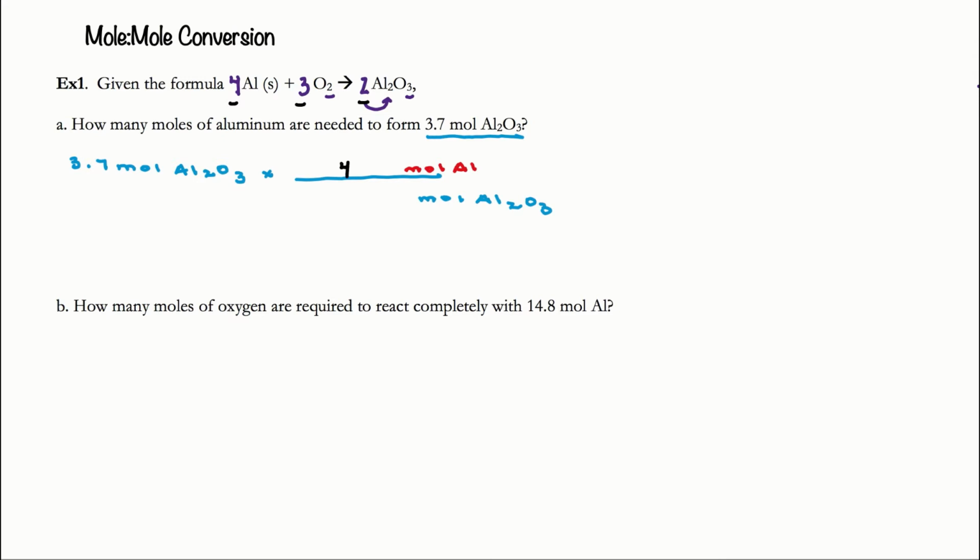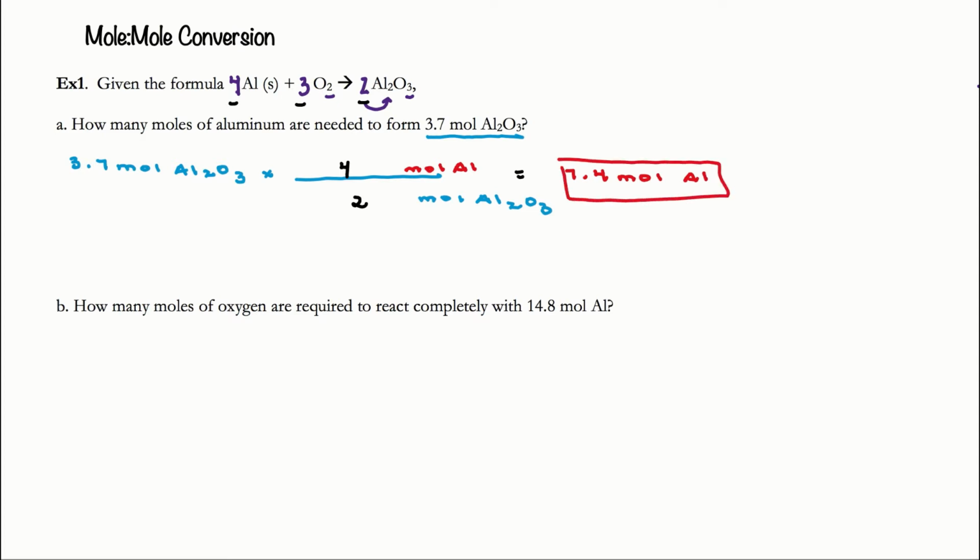The coefficient in front of aluminum is 2. So I'm going to take 3.7 multiplied by 4 divided by 2, and the answer that I get is 7.4 moles of aluminum. Okay? I'm going to make a couple of quick notes here.